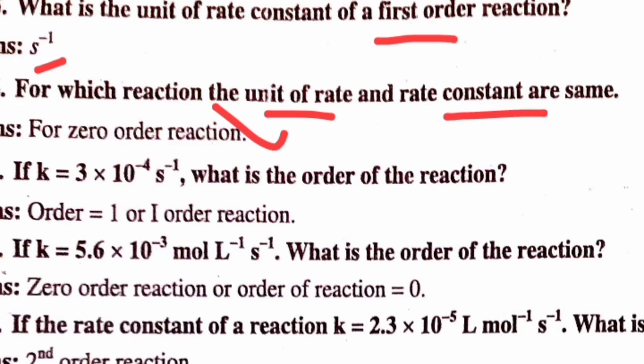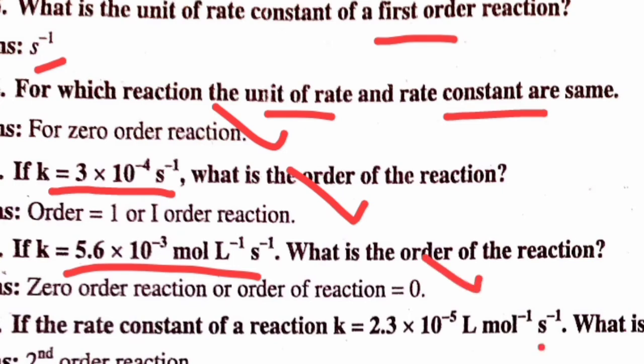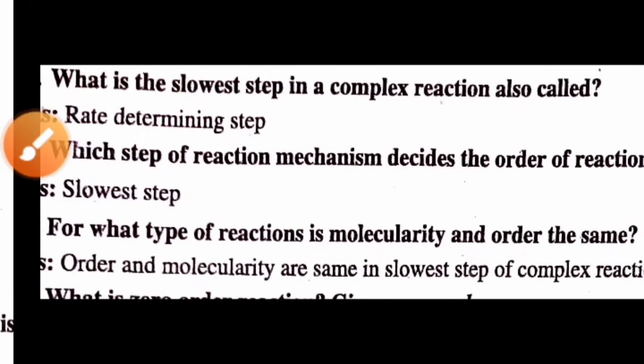In zero order, the units of rate and rate constant are the same. For this particular question, rate constant K is 10 to the power of minus 4 per second. So by seeing per second, we can say it is first order. And in this question, rate constant K is 5.6 into 10 to the power of minus 3 mole per liter per second. By seeing the unit mole per liter per second, we can decide the order is 0. Similarly, for this, rate constant K value is 2.3 into 10 to the power of minus 5 liter per mole per second. By seeing the unit liter per mole per second, we can decide the order as second.